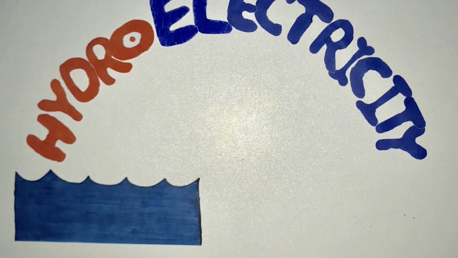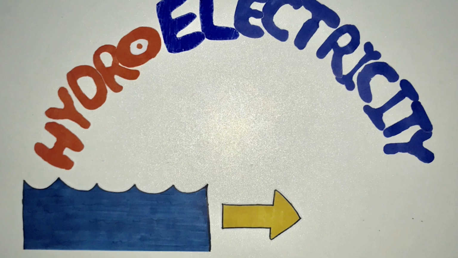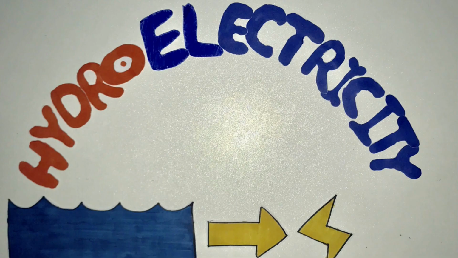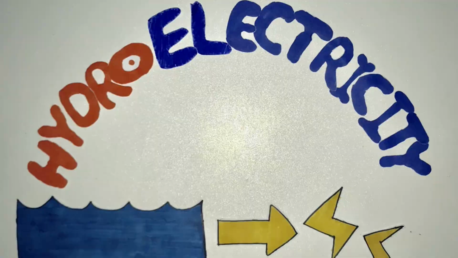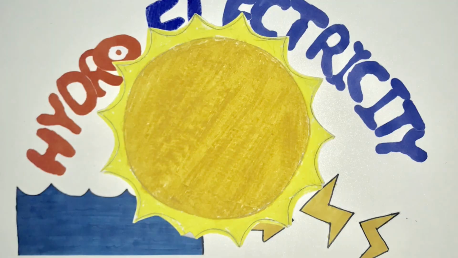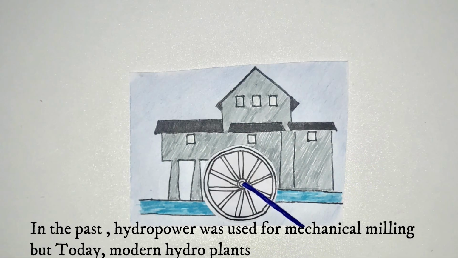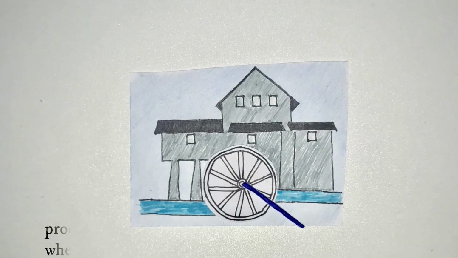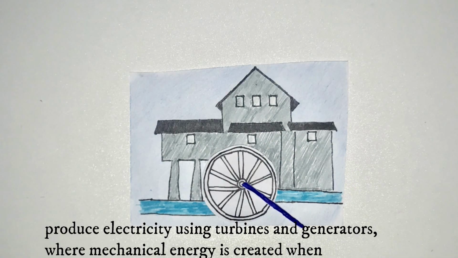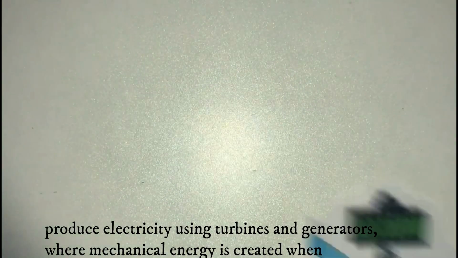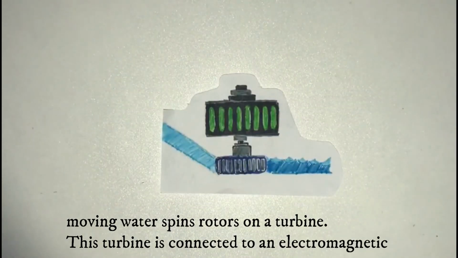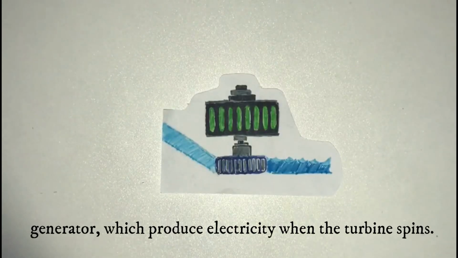Hydroelectricity, or hydropower, refers to the conversion of energy from flowing water into electricity. It is considered a renewable energy source because the water cycle is constantly renewed by the sun. In the past, hydropower was used for mechanical milling, but today, modern hydro plants produce electricity using turbines and generators, where mechanical energy is created when moving water spins the rotor on a turbine. This turbine is connected to an electromagnetic generator, which produces electricity when the turbine spins.